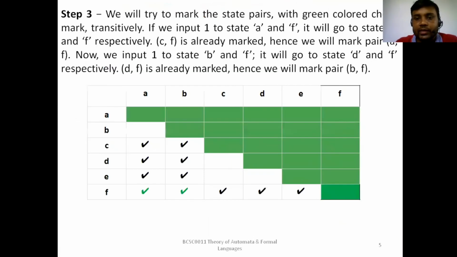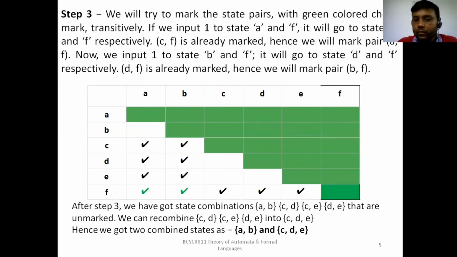So we have checked which pairs we can mark. We can mark only these two additional pairs due to this step 3, and the reason for that has been written here. Now we cannot mark this one, this one, this one, and this one. These 4 pairs cannot be marked due to step 3 or step 2 earlier. So this completes step 3.